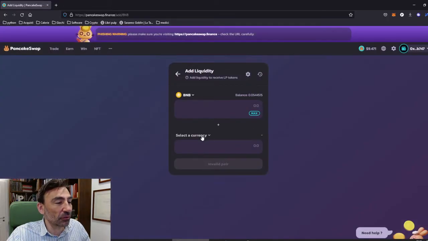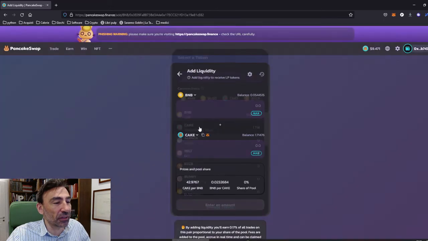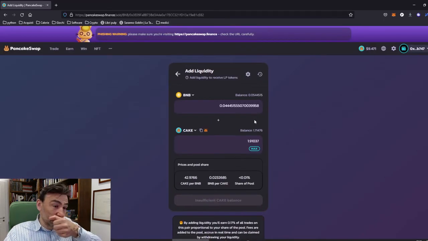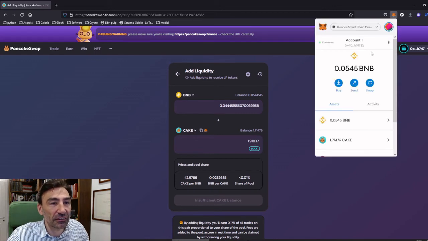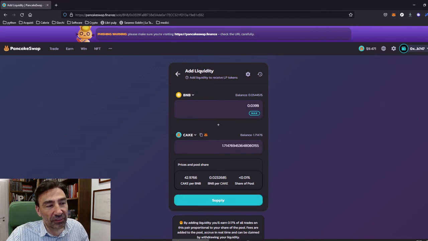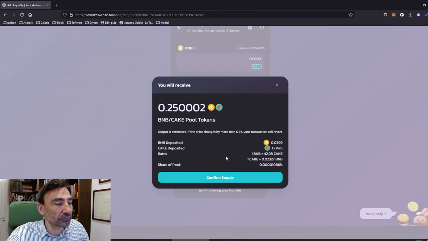BNB. The other one is Cake. So I have to provide 50-50. I cannot put all my BNB because I don't have enough Cake. In fact, I have only 1.7 Cake, so I put all my Cake and have enough BNB. Okay, so now I supply liquidity.